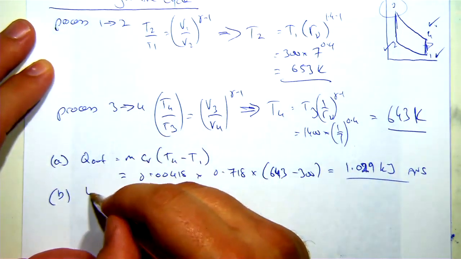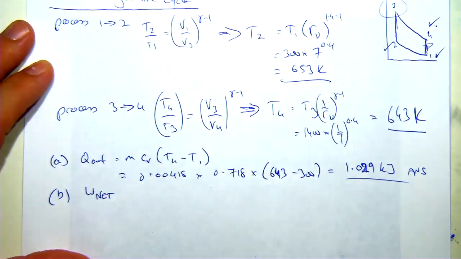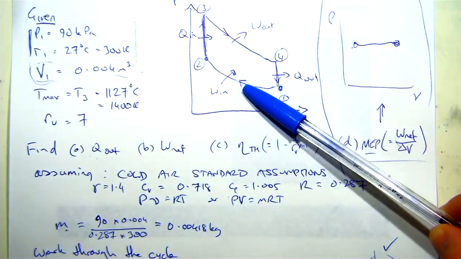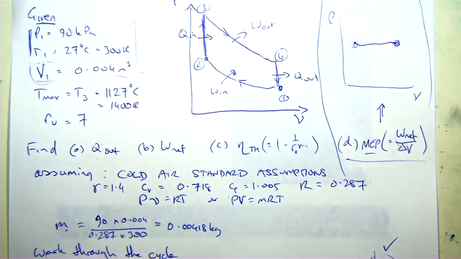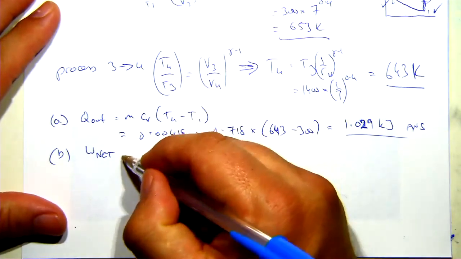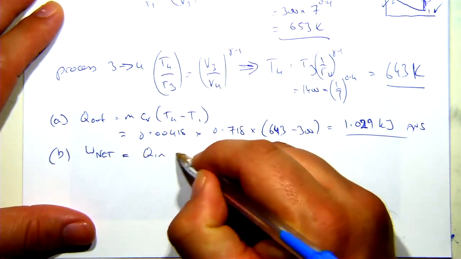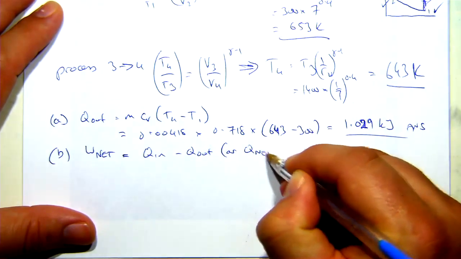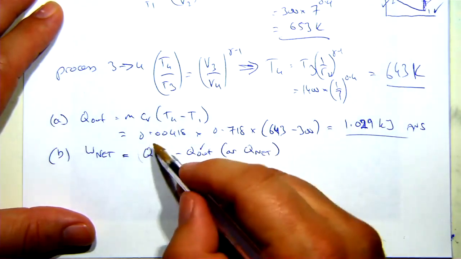B gives me work net. I could try to calculate work out and work in, and do work out minus work in. But if I've just calculated heat out, net work on a cycle is the same as net heat transfer. So because I've already done one piece of the work, why not keep my job simple and say that this is Q in minus Q out, or Q net? Because I've already got this one, and so I'm only now needing to solve one more thing.